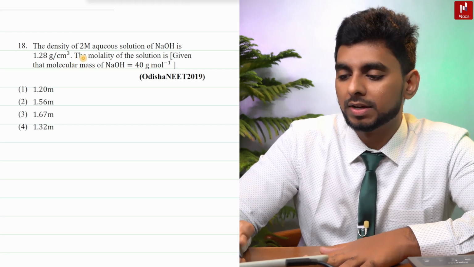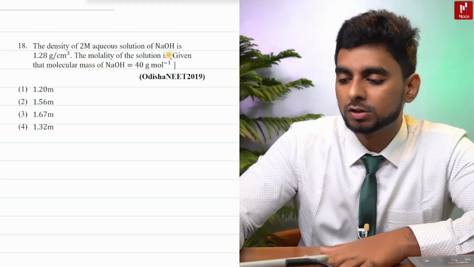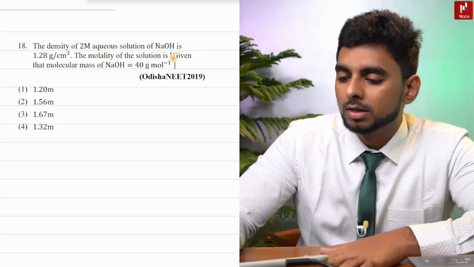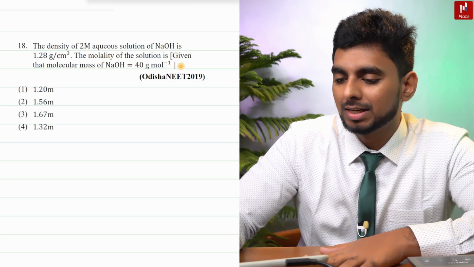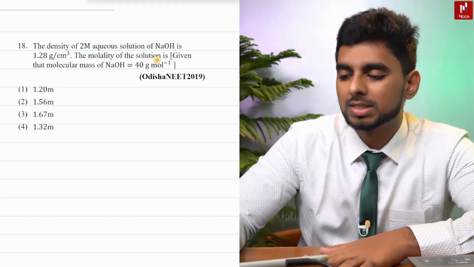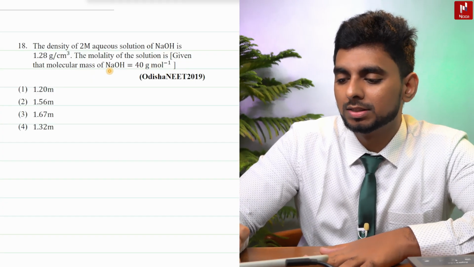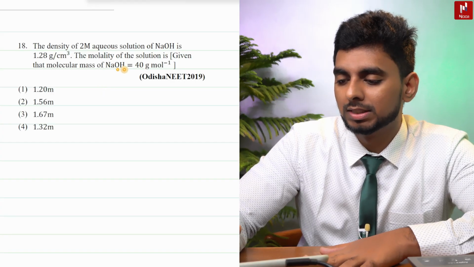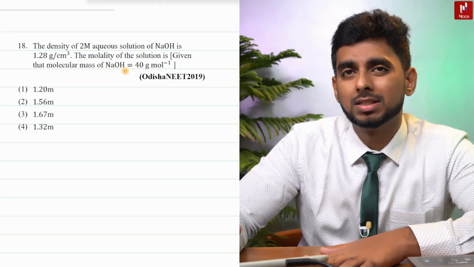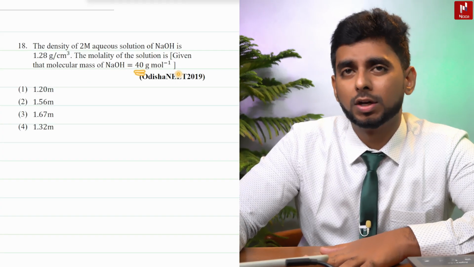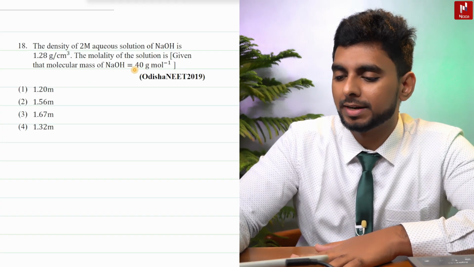What they're asking us to find is the molality of the solution. That's what I need to find, molality. Then they have given you an extra hint, which is the molecular mass of NaOH, 40 gram per mole. This is something I could actually find: for sodium I'll substitute 23, oxygen is 16 and hydrogen is 1. If I add those, you'll end up getting 40 gram per mole. Fine. So they have given it straight away.